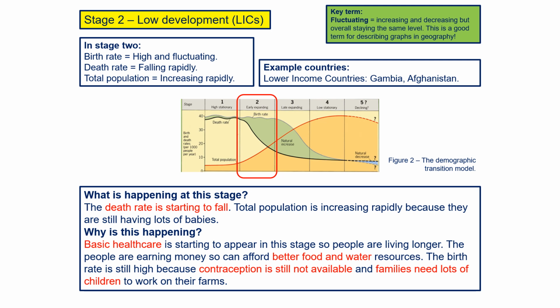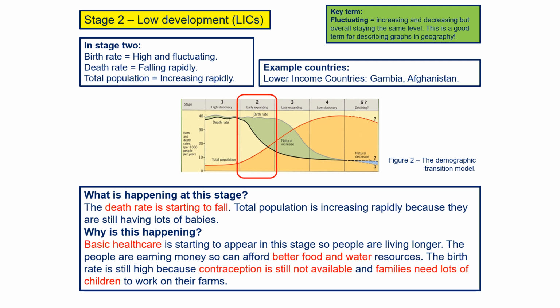This is because there is access to basic healthcare, so people can be treated from cure preventable deaths. Also, there is a start of people earning higher wages, so people can afford basic food and water, so people are living longer. The birth rate is still really high in stage 2.